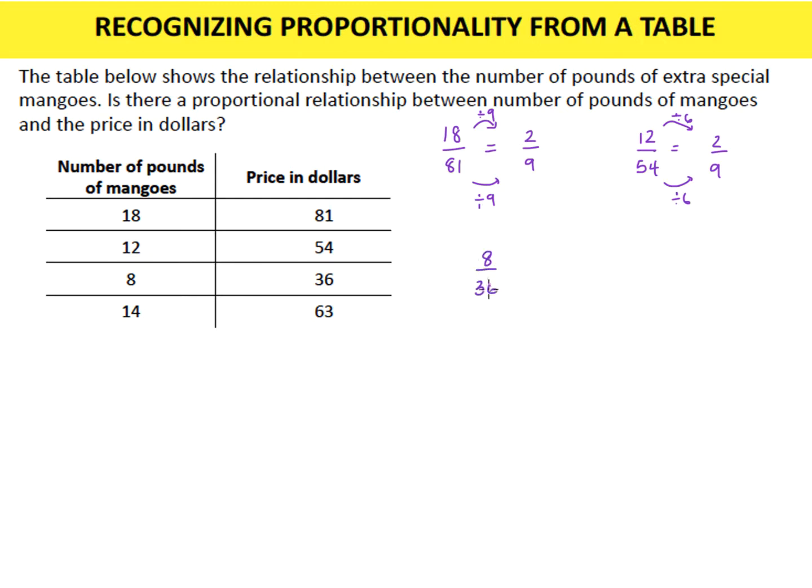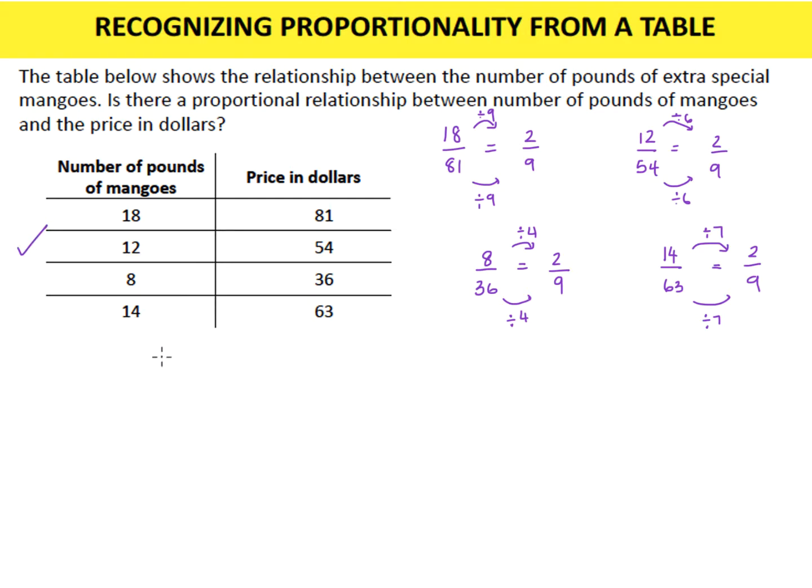We have 8 over 36, and if you divide by 4, top and bottom, that should give you 8 divided by 4 is 2 and 36 divided by 4 is 9. Again, pretty good. And then the last one, 14 over 63, if we simplify this by dividing both top and bottom by 7, we will get 2 over 9. And if every row gives you the same ratio or equivalent ratios, you know that there is a proportional relationship between the number of pounds of mangoes and the price in dollars. So I'm going to put a check.